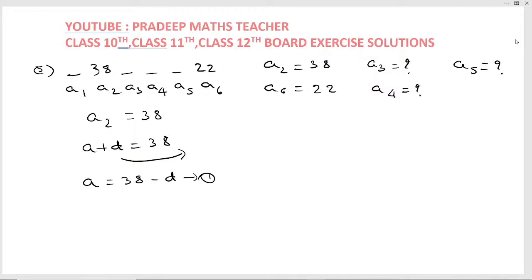Now I'll take the second condition. The second condition is the sixth term they have given, it's 22. So now you know the formula to find a6. So a plus 5d equals 22. Clear?